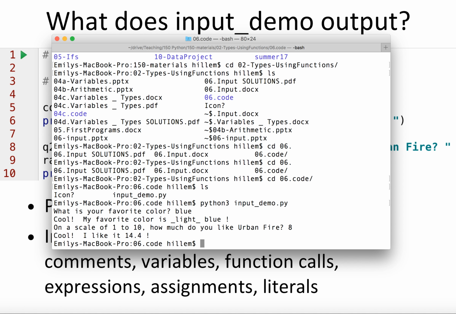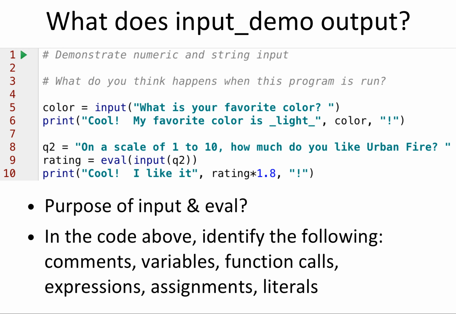Now let's take a look back and see if we can use this to understand what the code is doing. Here we've got the input and eval functions. These are two new functions. We've seen print before, but not eval and input. Input is going to take the user input for us, and then we're storing that result in a variable that we're then printing out on the next line, line 6.